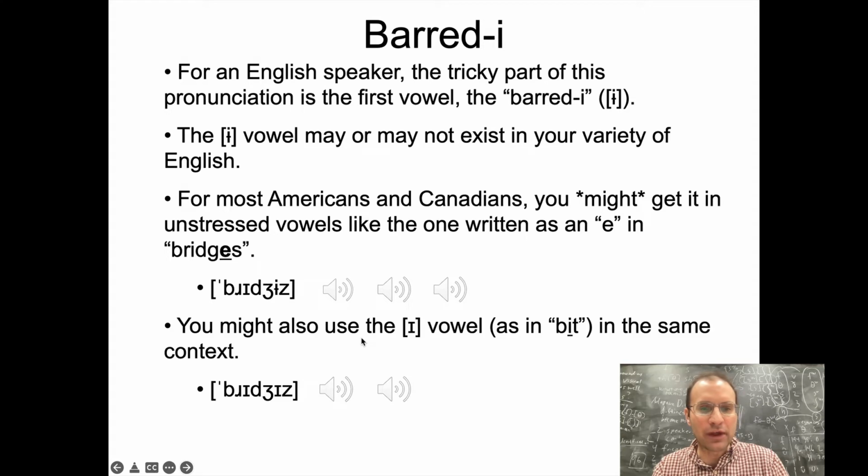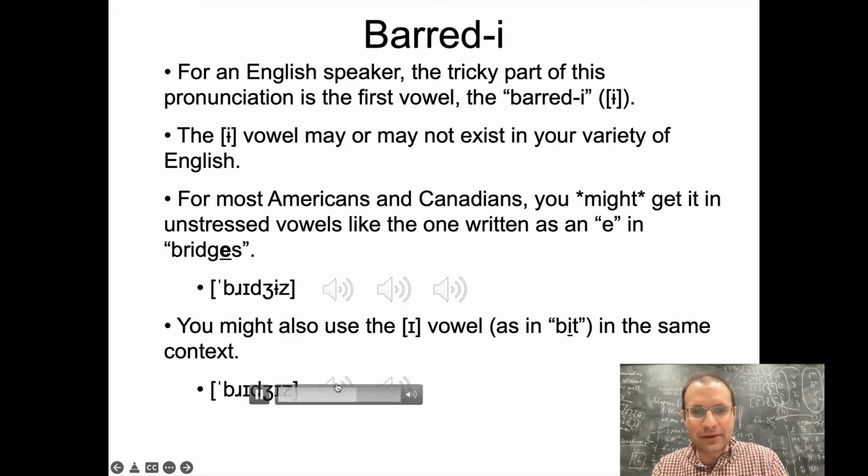You can compare that with another pronunciation of the same word, which you might use as well. Instead of that barred I, you might use that cap I vowel. This sort of looks like a small capital I. Bridges. And because you're probably just used to listening to what the word means and not the phonetic sounds that get used in the word, you're probably not going to notice that much of a difference between these two pronunciations right away. Bridges. But if you focus on that second vowel, you might be able to hear it.